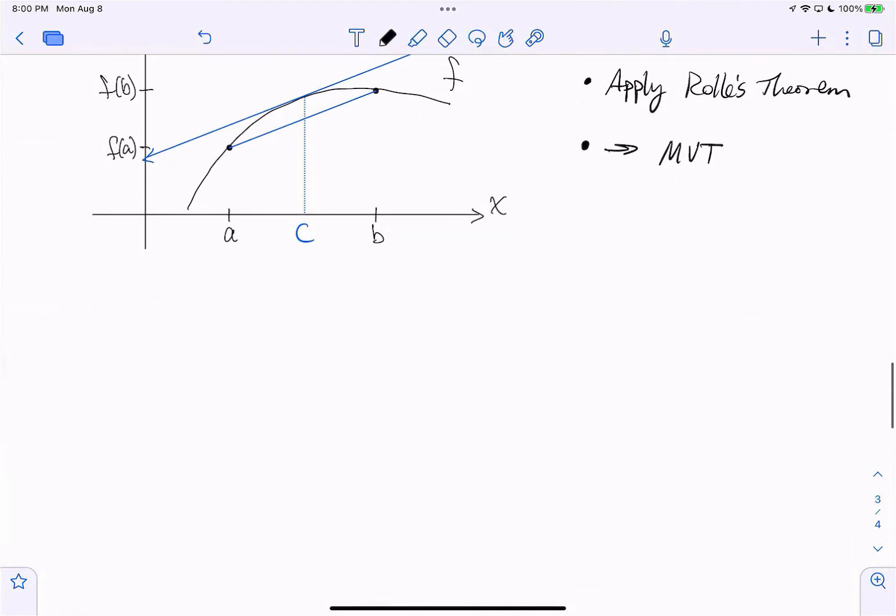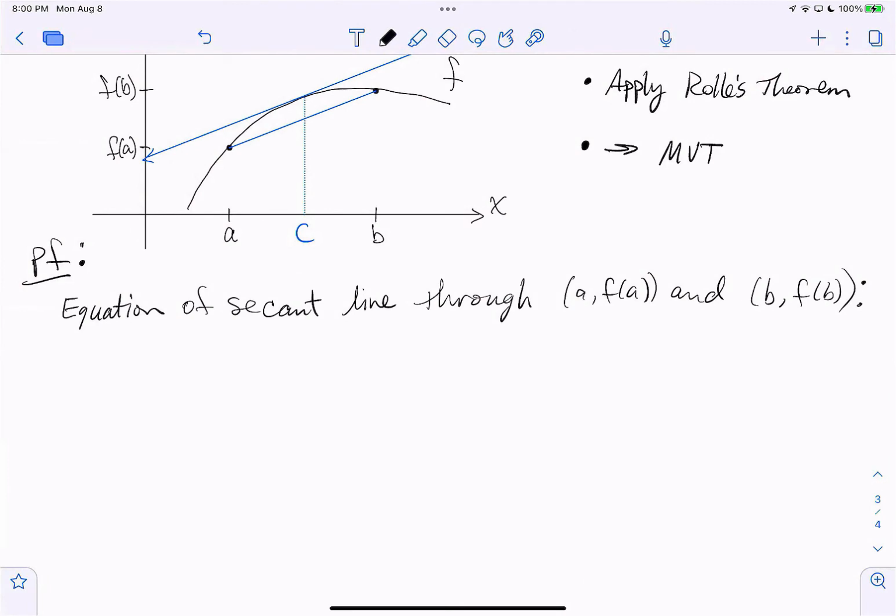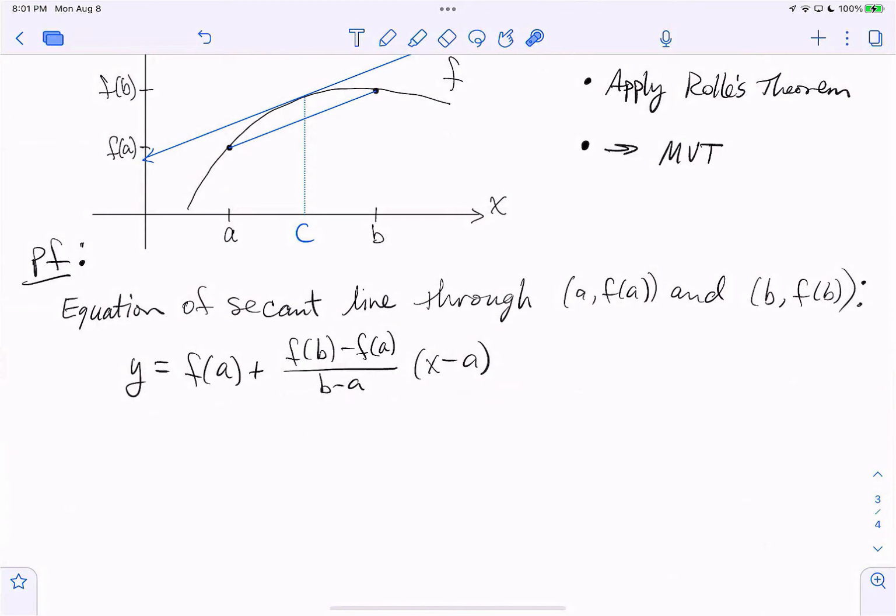First, we're going to start with the equation of the secant line. Let me say this is the proof. We're going to start with the equation of the secant line through (a, f(a)) and (b, f(b)). It's going to be y equals f(a) plus slope, f(b) minus f(a) divided by b minus a, times x minus a. This may look familiar from the linearization of f at a. It's not a limit here, but similar.